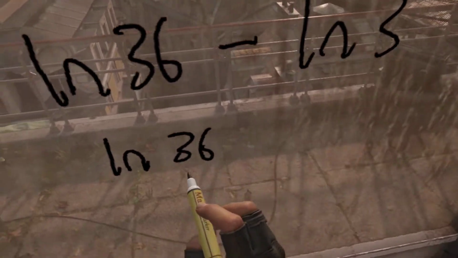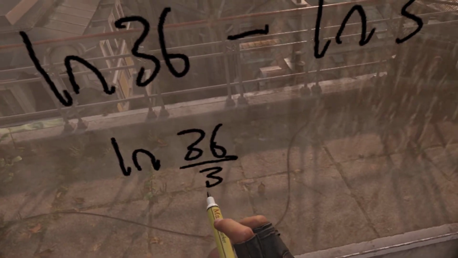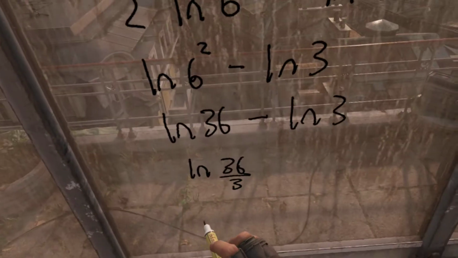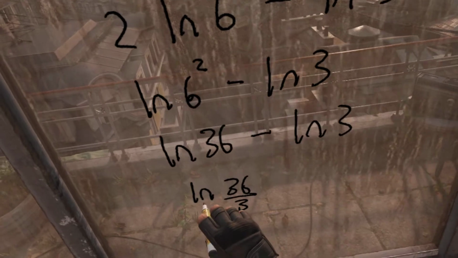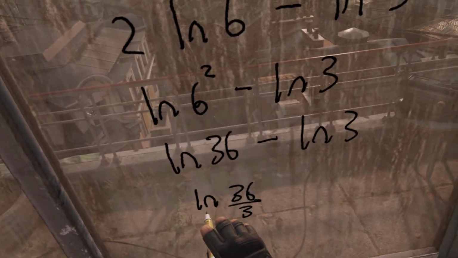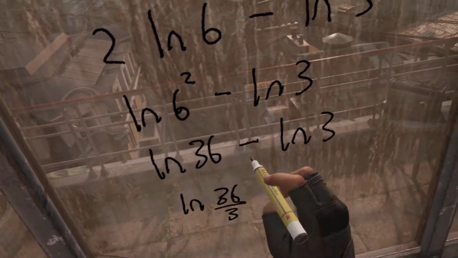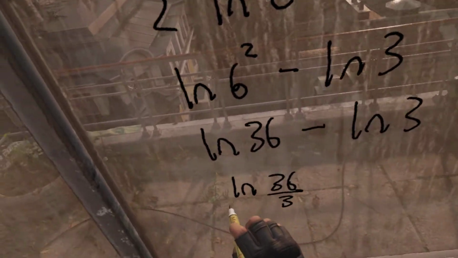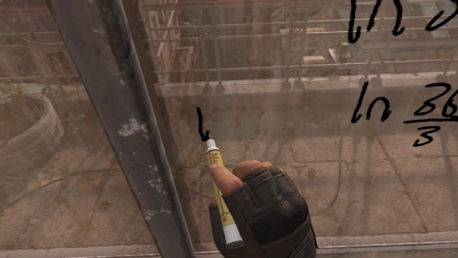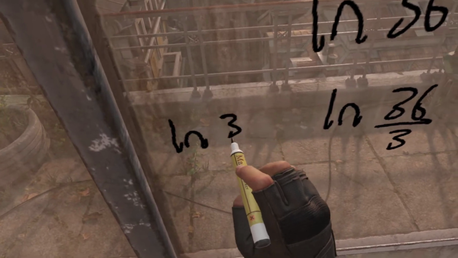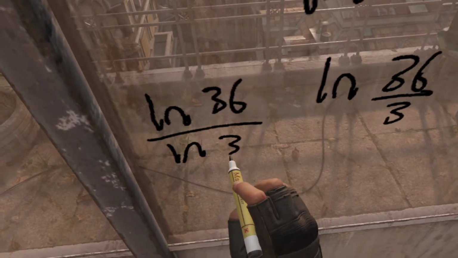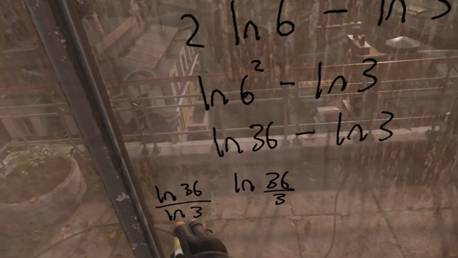divided by 3. Now, a little note here, because I notice that sometimes students make this mistake. Notice that I wrote one natural log and then the numbers. What I did not put was natural log of 36 divided by natural log of 3. Let's actually write it here. Notice I did not do this. I did not write that.